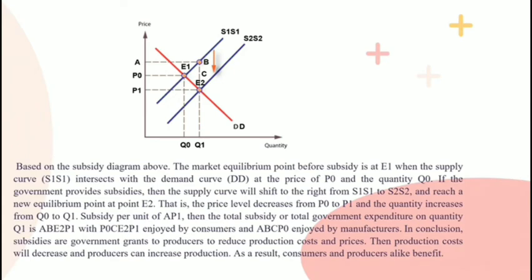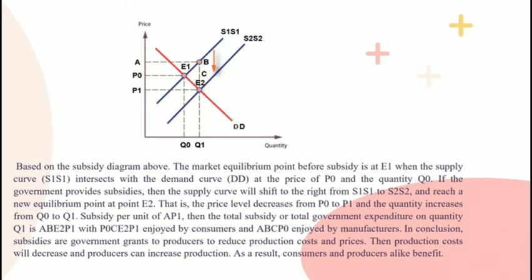S1 intersects with the demand curve DD at the price of P0 and the quantity Q0. If the government provides subsidies, then the supply curve will shift to the right from S1 to S2 and reach a new equilibrium point at point E2. That is, the price level decreases from P0 to P1 and the quantity increases from Q0 to Q1.